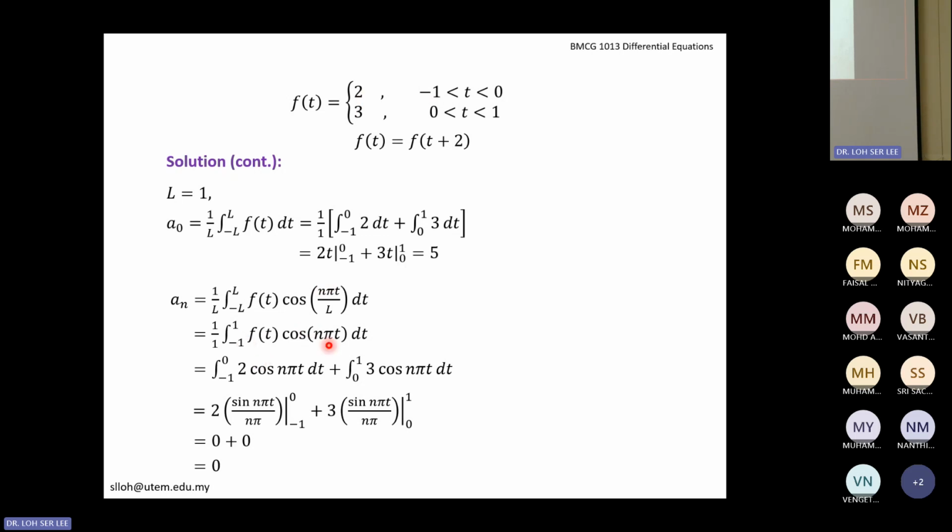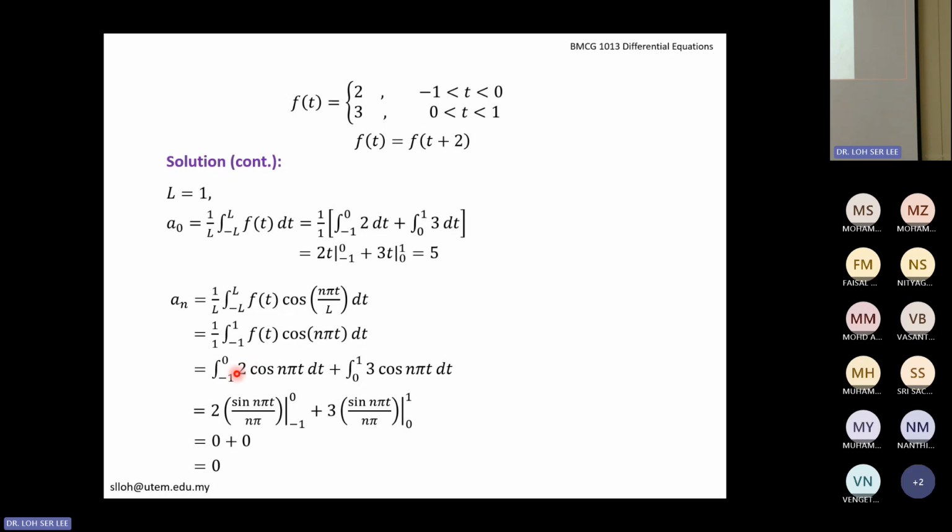we break this into 2 parts. In the interval from -1 up to 0, your f(t) is 2, so 2 cos n pi t. And in the other interval, 0 up to 1, you have 3, so 3 cos n pi t. Then just integrate directly because we have only one function of t.